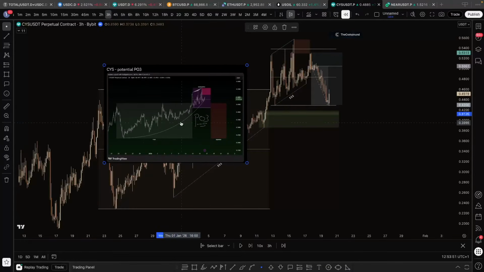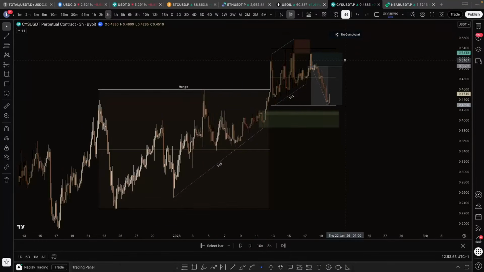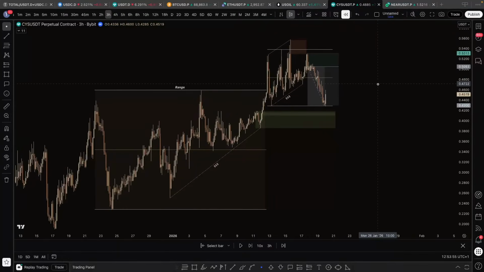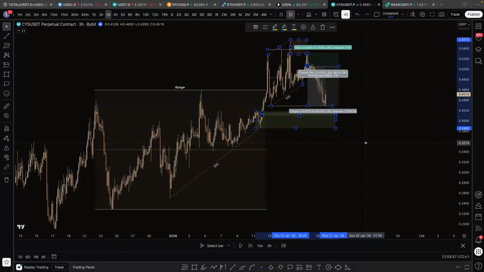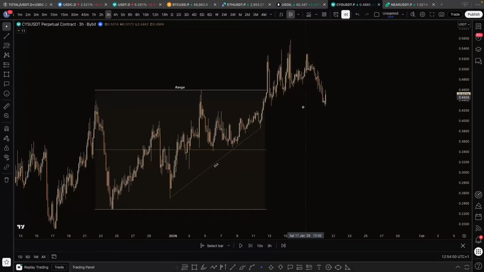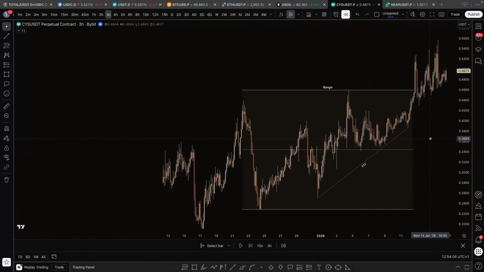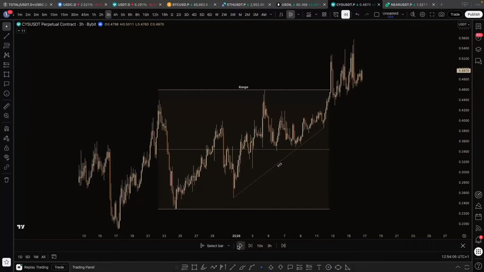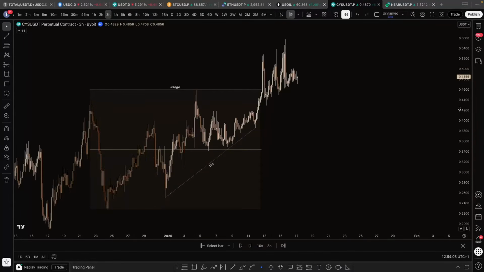Great return to zone, great range, great manipulation phase. So that was the potential we got here on CYS. And we got a wonderful retest. So let's go back in time even more. Let's see where he shared it. He shared it right there.